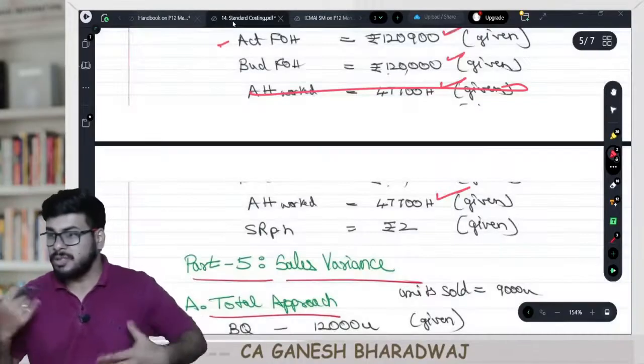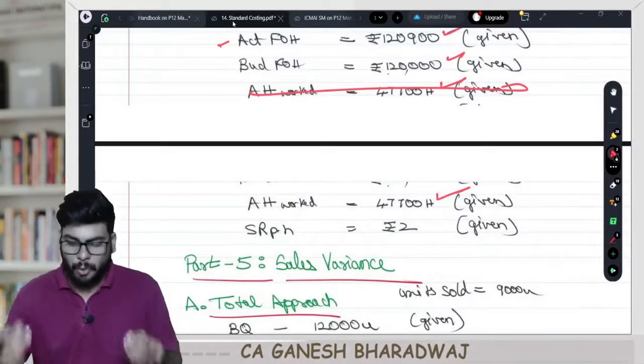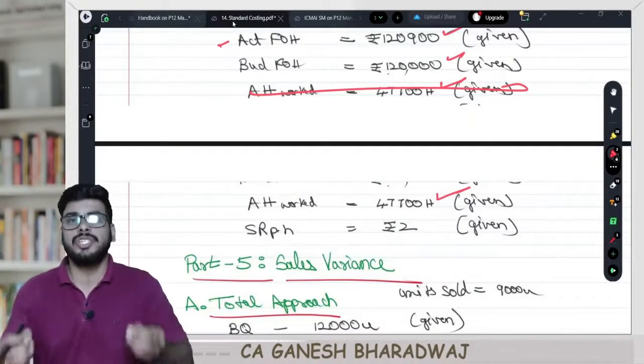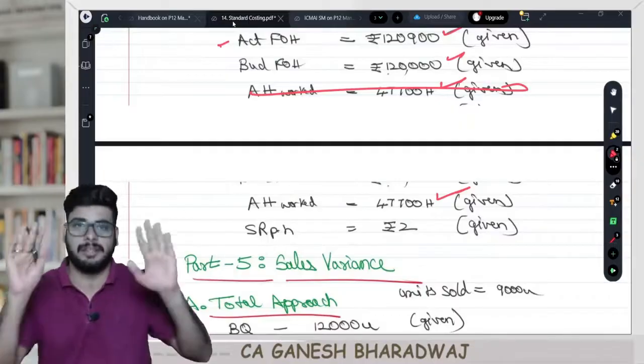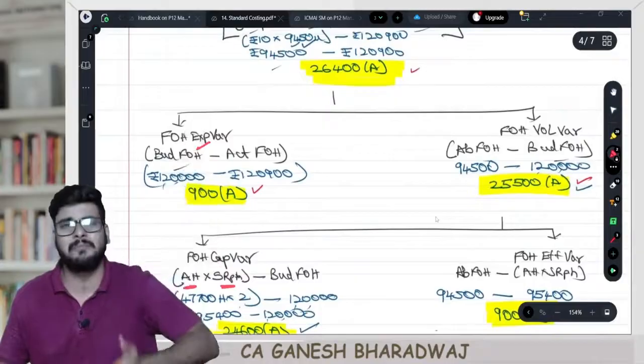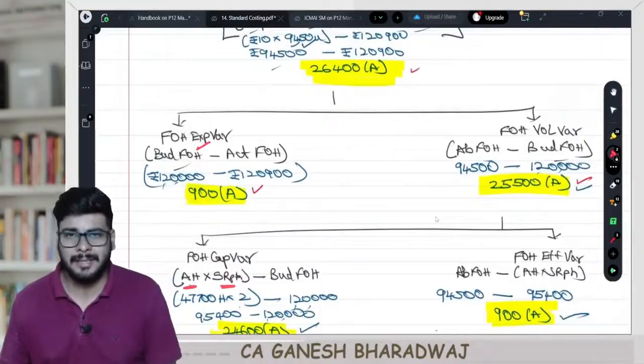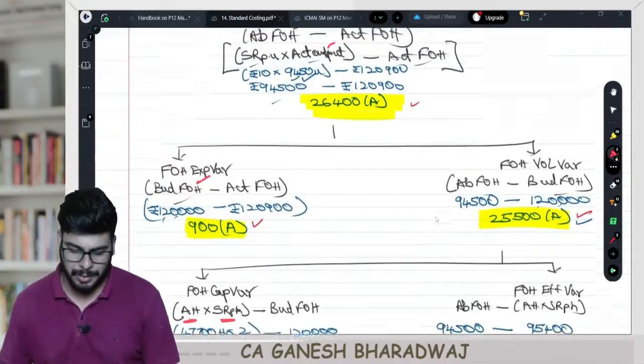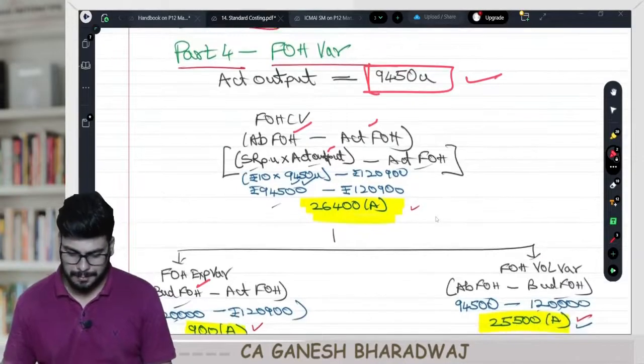Now, guys, don't think it's complicated, right? Most of the data are given here. You just need to know which data to use where. That's all you need to know. Now, what we need to do is write down the formulas, plug the figures, and you're sorted. That's about it. It's as simple as that. Clear with this, guys?